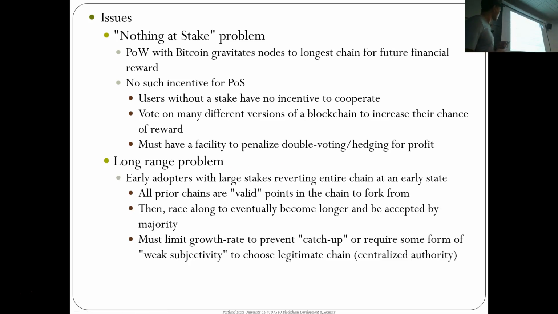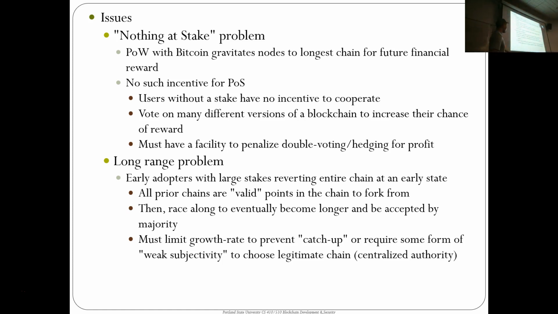The other problem is this long-range problem, where all the early adopters of a coin have much more power than a newer participant. Because the earlier you get onto a network, the larger your stake typically is. And the attack using this is, because you have a blockchain and all of the points in that blockchain are valid states, then you could revert the chain back to an earlier state where you had all of the coins and then start mining from there. And as soon as you can get that chain to be longer than the current chain, then you have basically hijacked a whole bunch of transactions. You've basically undone the chain.